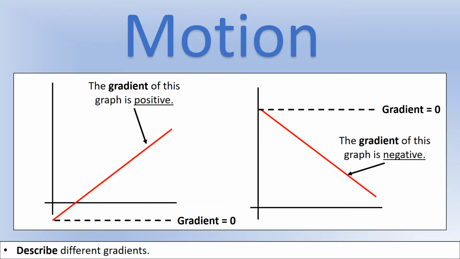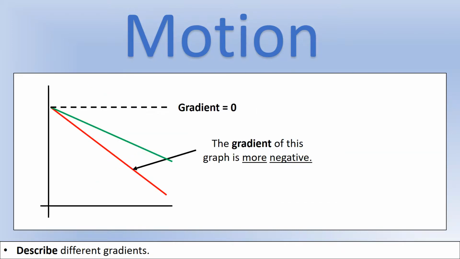The other thing we can describe is whether they are positive or negative. So on both graphs, I've put in a horizontal dashed line, which is a line with zero gradient. On the left, we can see the line goes upwards from that line, so we describe that gradient as positive. On the right, we can see the line goes downwards from the gradient equals zero line, so we describe that gradient as being negative. Okay, so that's whether a gradient is positive or negative.